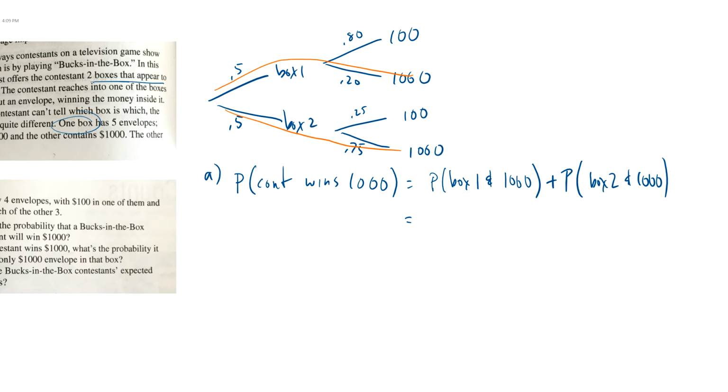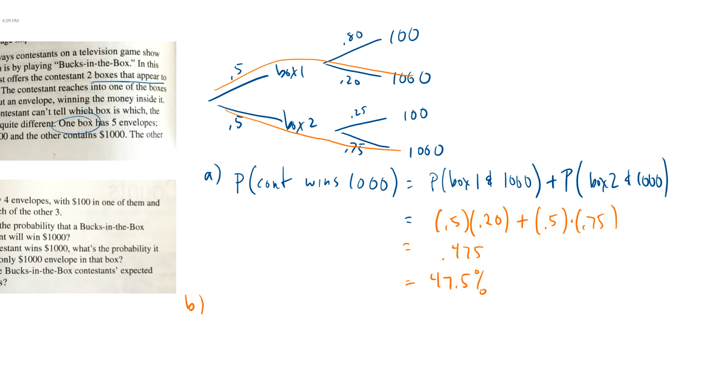So the probability to pick box 1 is 0.5, and the $1,000 envelope is 0.20, or pick box 2 and the $1,000 envelope is 0.75. Okay, so let's do 0.5 times 0.2 plus 0.5 times 0.75, which is 0.475, or 47.5%.